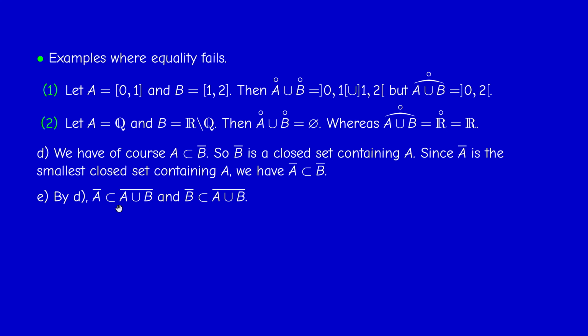Now, union, this is not difficult. Of course, we look at the biggest. We compare A and A union B. A union B is bigger, so the closure contains the closure, and same thing with B. So A bar union B bar is contained in A union B bar.